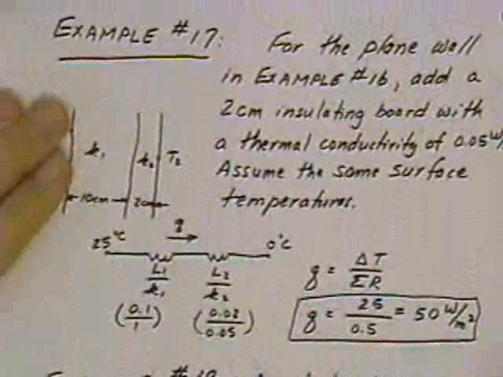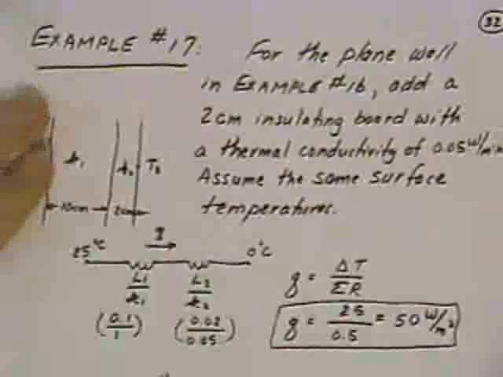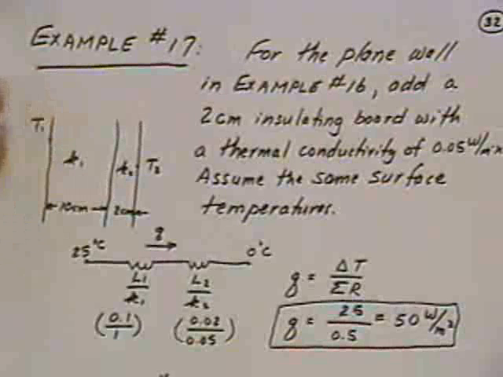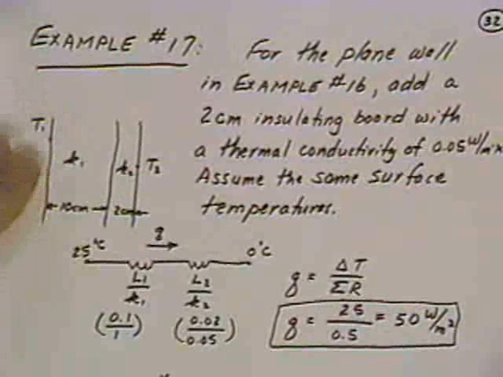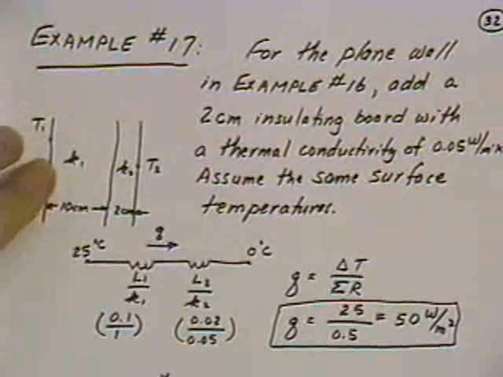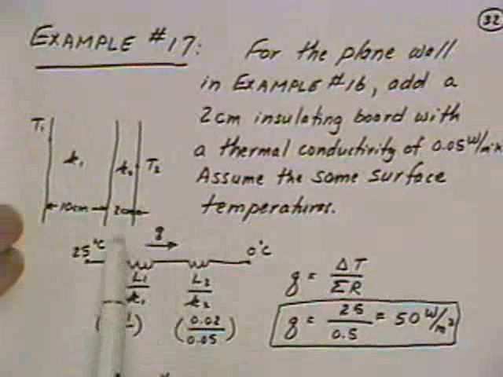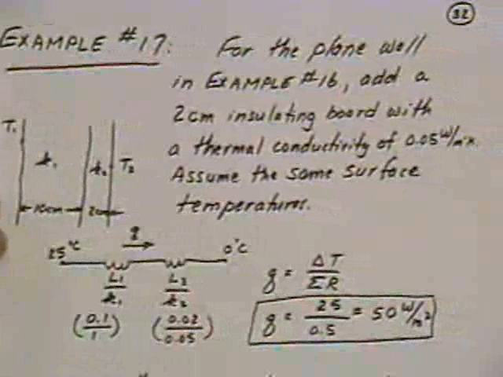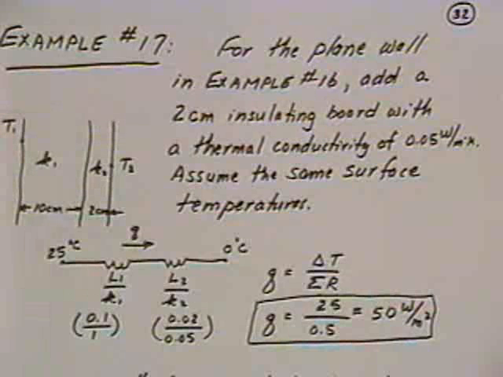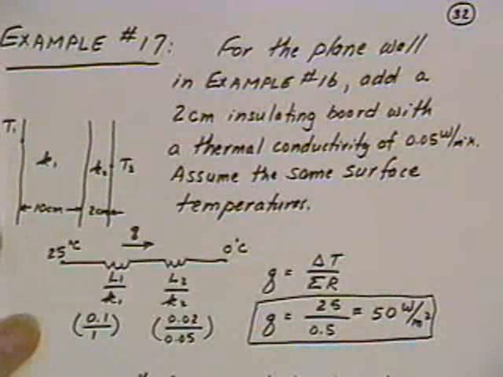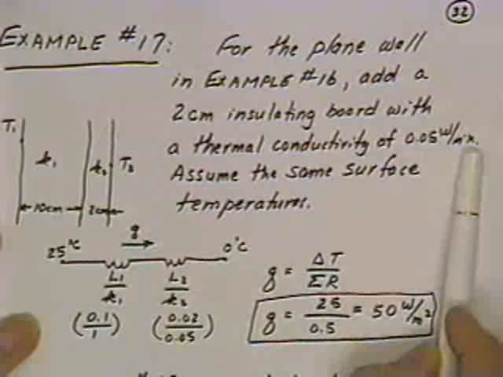Example 17, page 32, which is the last page in the notes. We've got a plain wall. It has the same thickness and same material that we had before, 10 centimeters with thermal conductivity K1 of 1. But now we're going to add in some insulating material. We're just going to put a little equivalent to almost a 1-inch thick insulating board onto this plain wall. So this might be comparable to material that has a fairly good insulating capability of 0.05 watts per meter degree Kelvin.